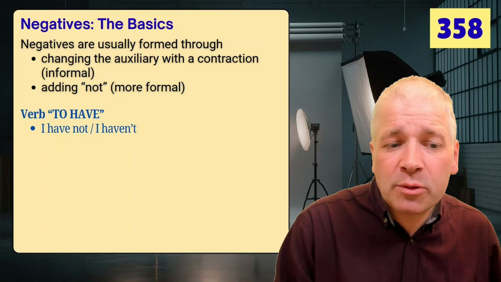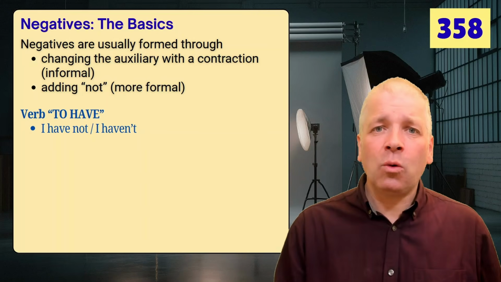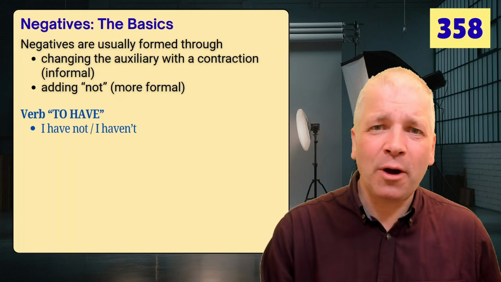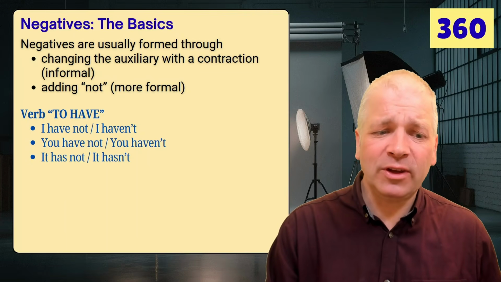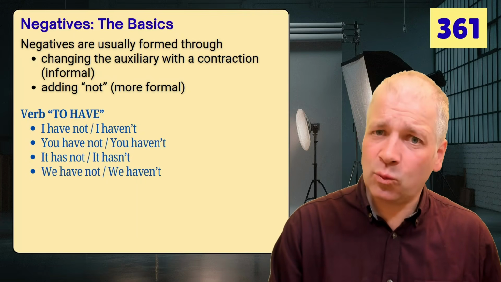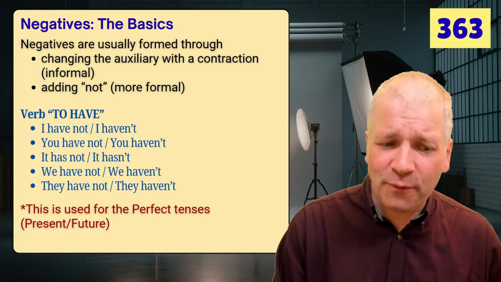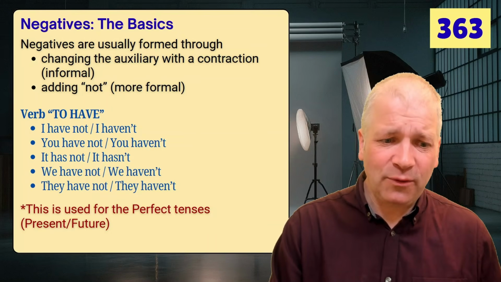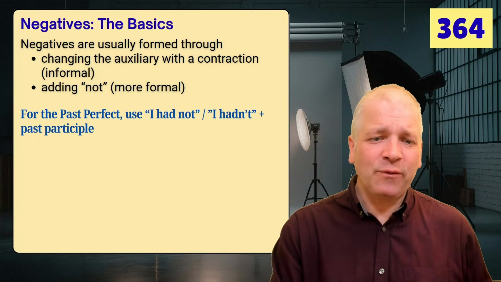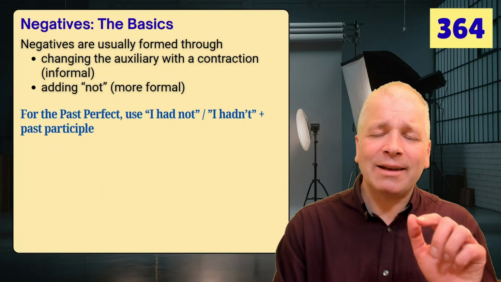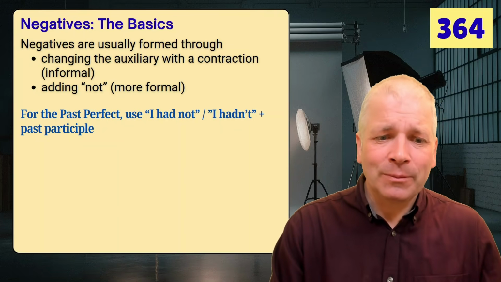Now we can also use have, either with have got or with the past participle to form the perfect tenses. I have not, I haven't. You have not, you haven't. It has not, it hasn't. We have not, we haven't. They have not, they haven't. And this is used for perfect tenses, either present perfect or future perfect. But if we are talking about the past perfect, then it would be had not and hadn't for all of the different endings.